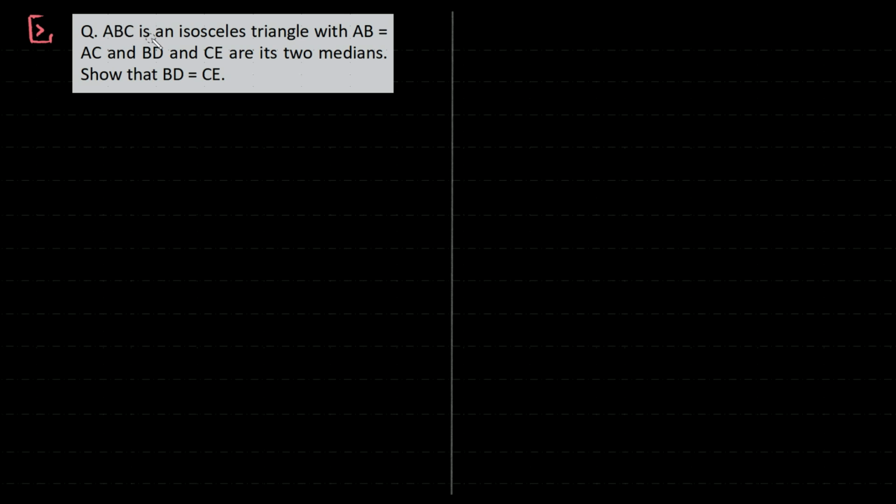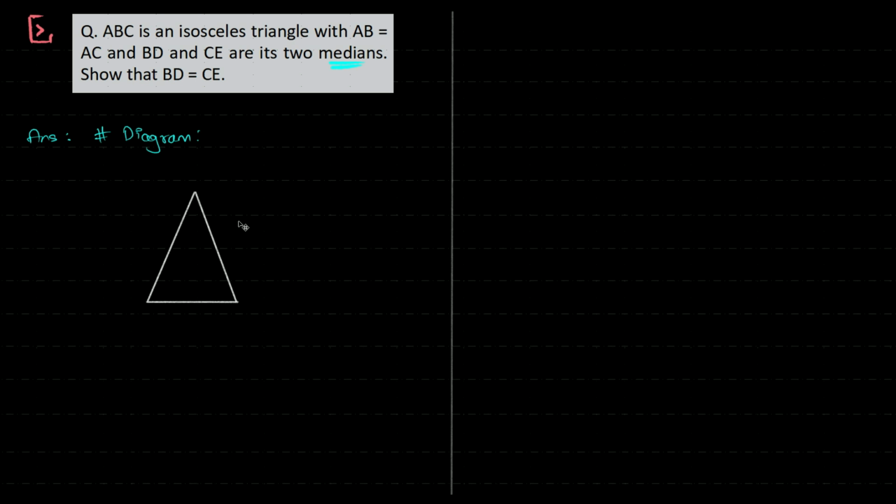ABC is an isosceles triangle with AB equal to AC, and BD and CE are its two medians. Show that BD is equal to CE. First thing is, what is a median? That you guys have to figure out. If you have your printed material, you can have a look at that. If not, you can wait for me to show it to you.